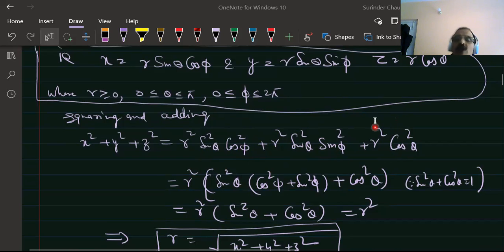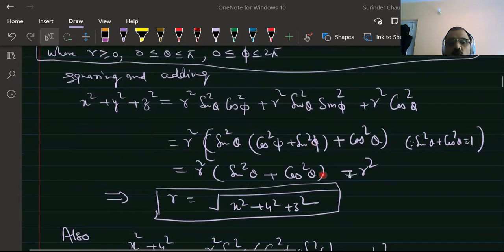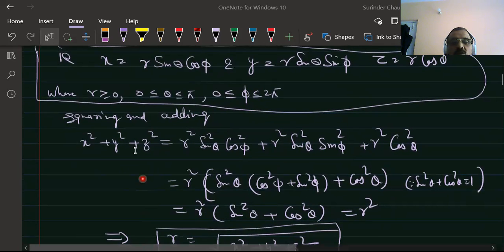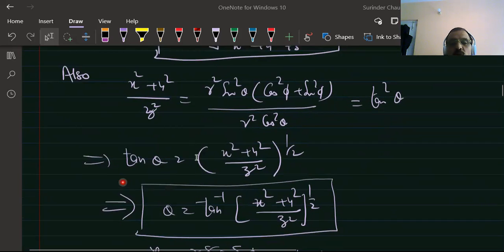And the equation of the surfaces which intersect at the point P in spherical polar coordinates. Squaring and adding all these equations, x squared plus y squared plus z squared comes out to be r squared. Second, squaring the first two and dividing by the third gives tan squared theta. So theta is equal to tan inverse of the square root of x squared plus y squared, divided by z.